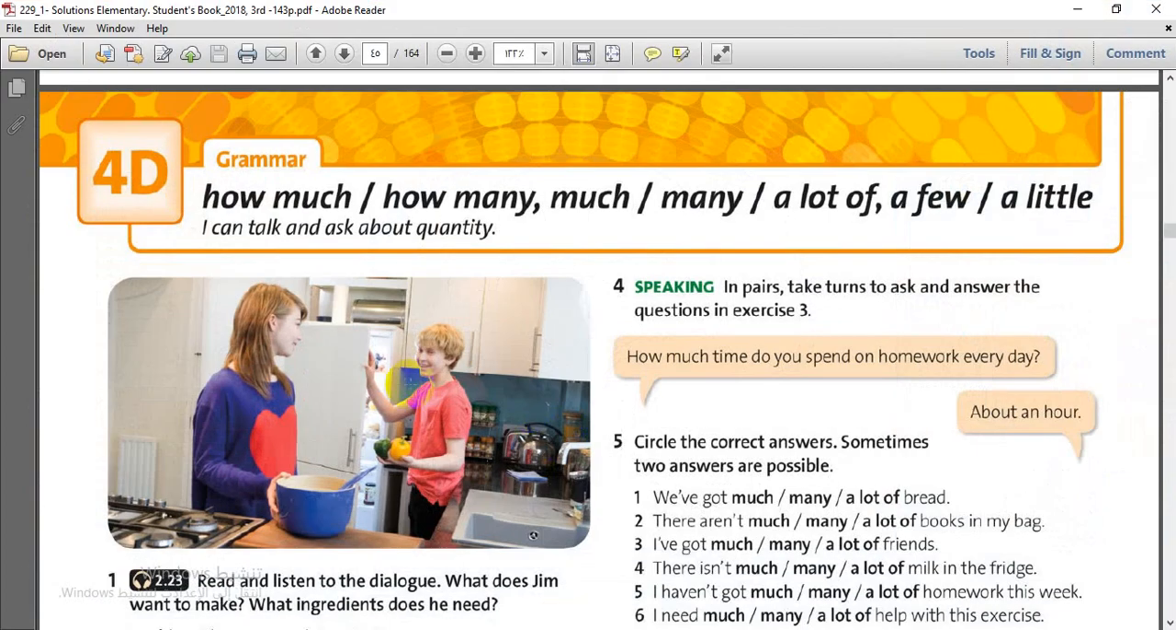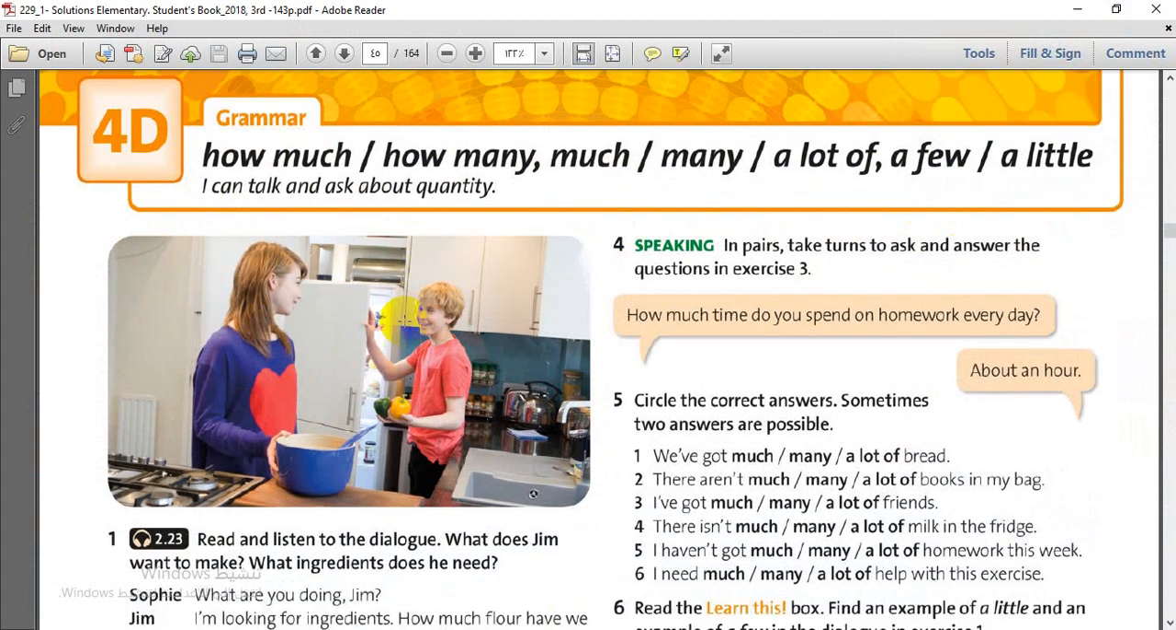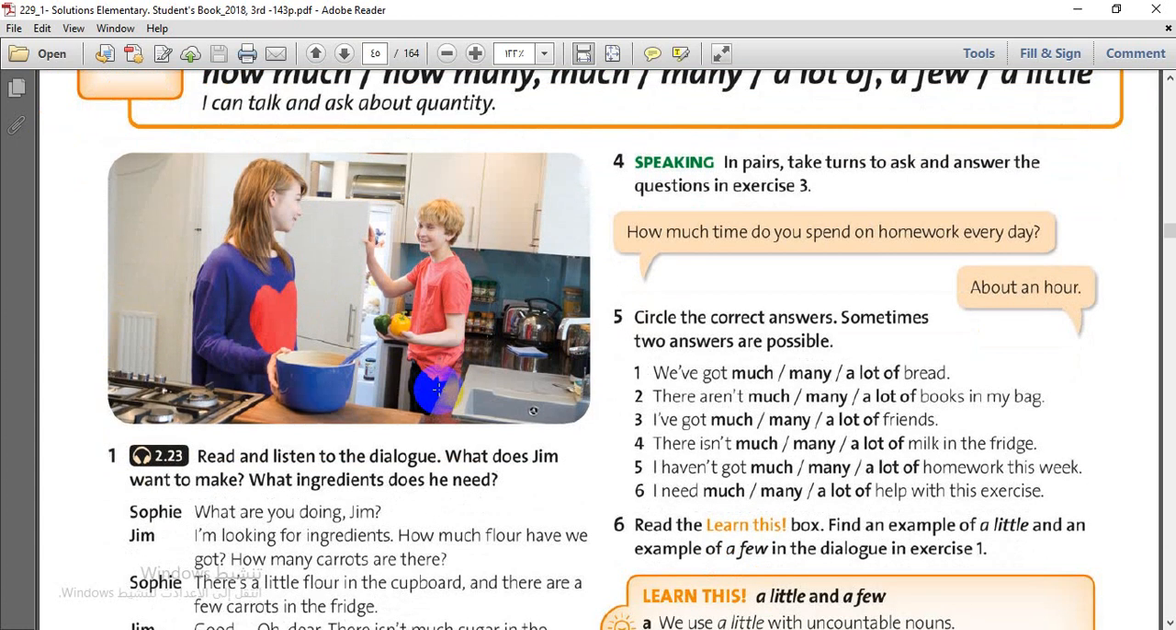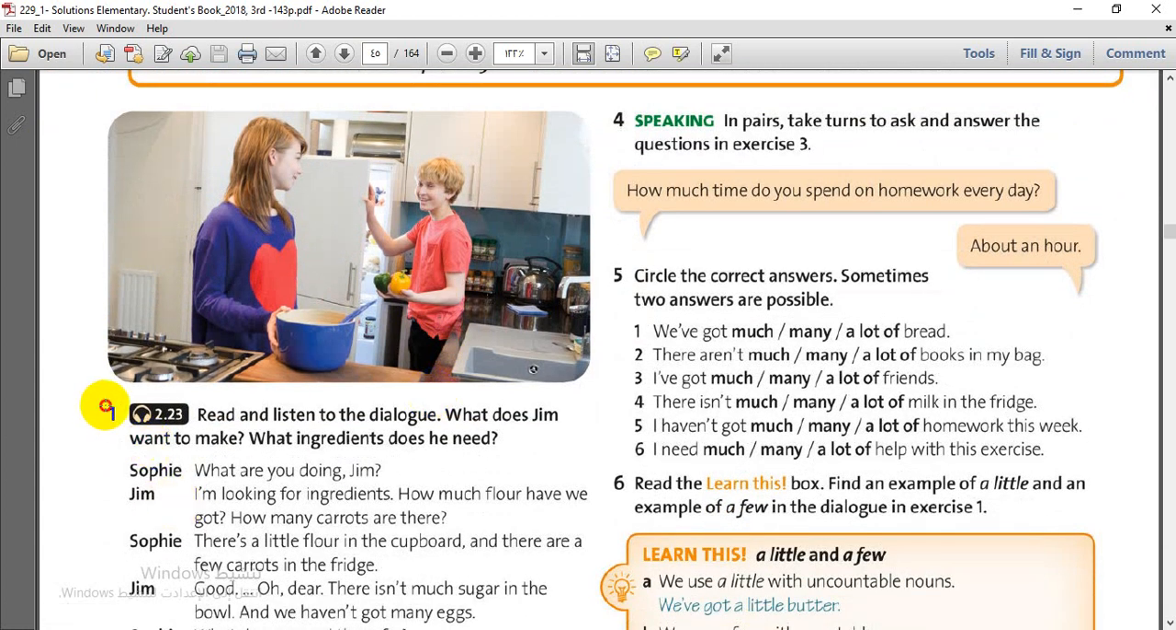Today we are going to have how much, how many, much, many, a lot of, a few, a little. Now look at the picture and focus attention on this photo. Let me ask you a question. What are the children doing? The answer will be they are preparing food. Let's start with the first exercise here.